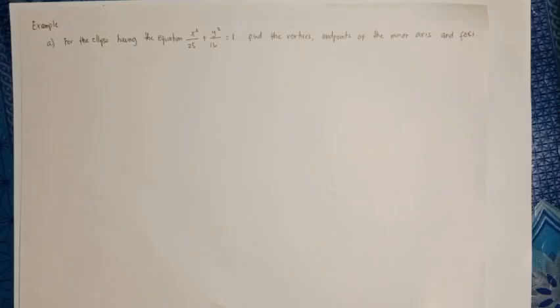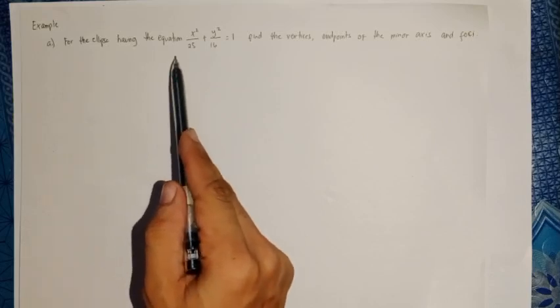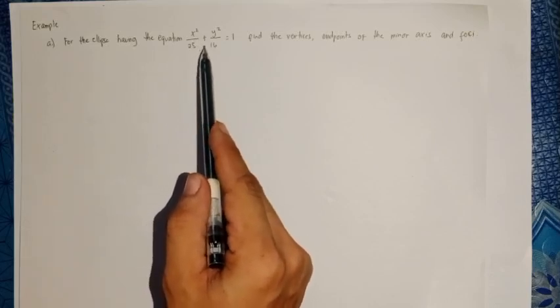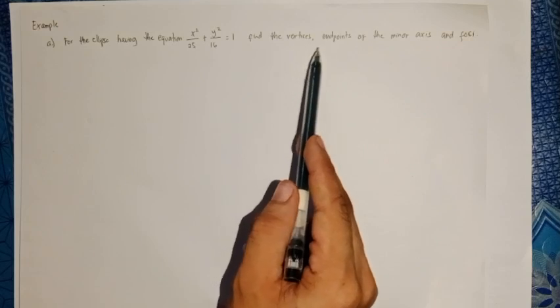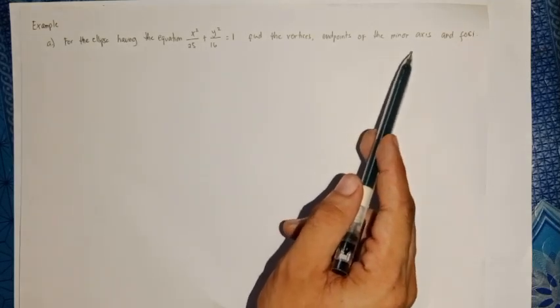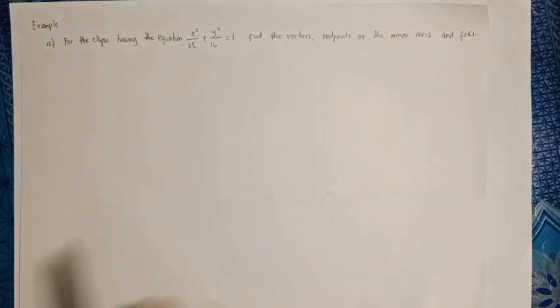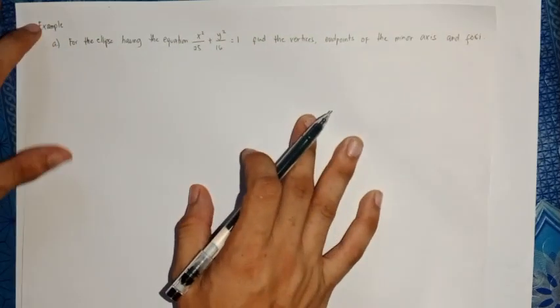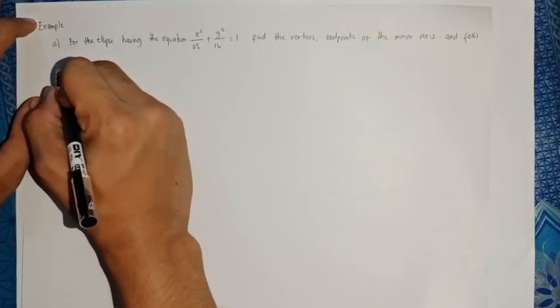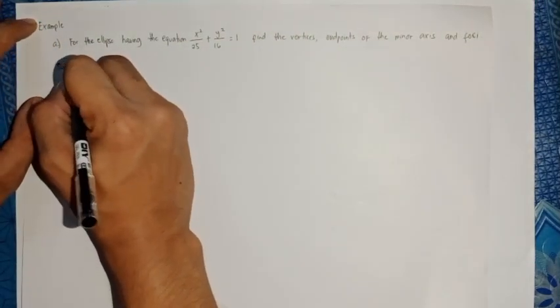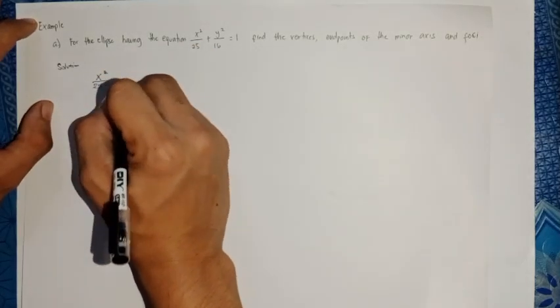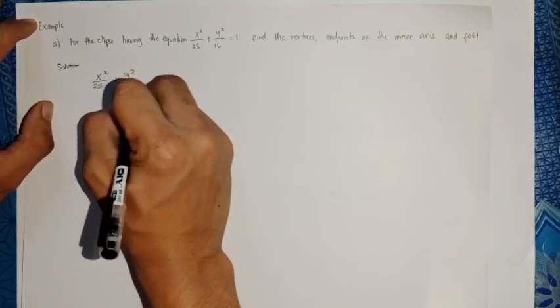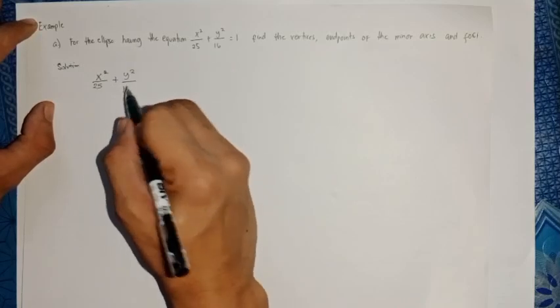Let's have an example. For the ellipse having the equation x squared over 25 plus y squared over 16 is equal to 1, find the vertices, endpoints of the minor axis, and foci. To solve this problem, first let's copy the equation: x squared over 25 plus y squared over 16 is equal to 1.